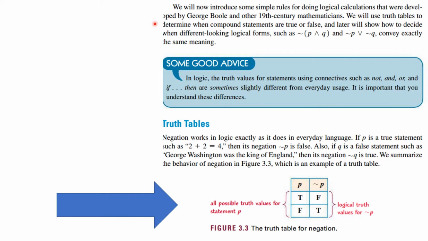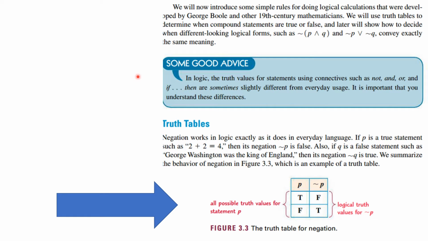We're now going to introduce some simple rules for doing logical calculations that were developed by George Boole and other 19th century mathematicians. We're going to show how to use truth tables to determine when compound statements are true or false. And later, we will show how to decide exactly when different looking logical forms, such as negation P and Q, and negation P or negation Q, convey exactly the same meaning.